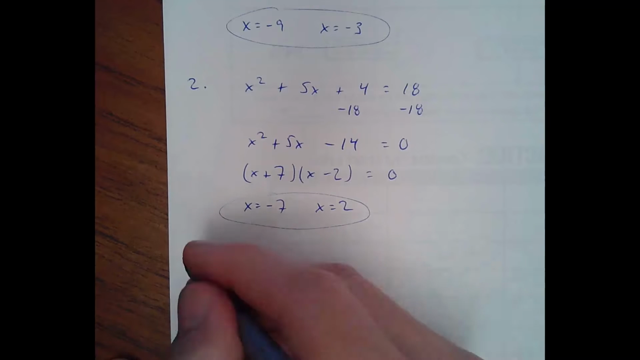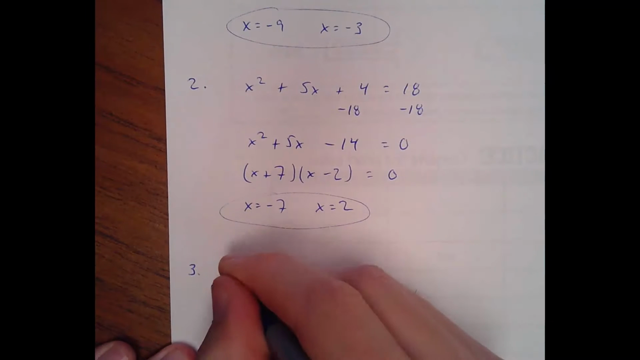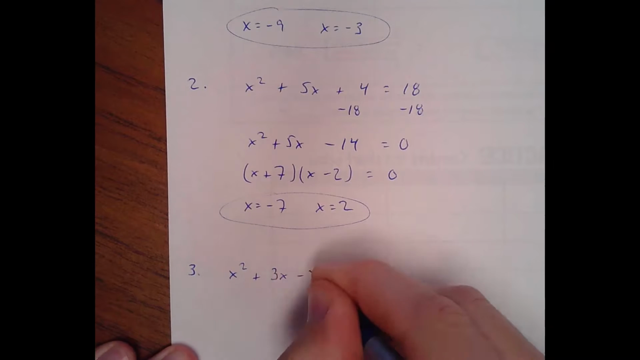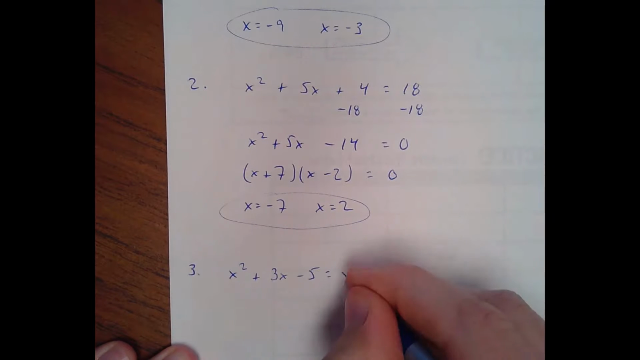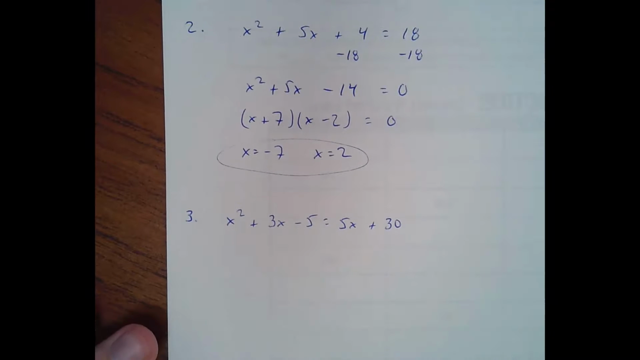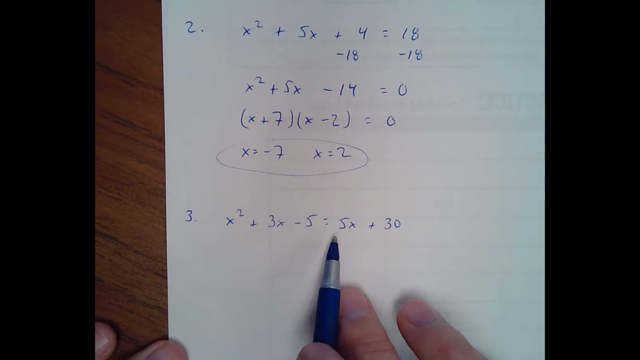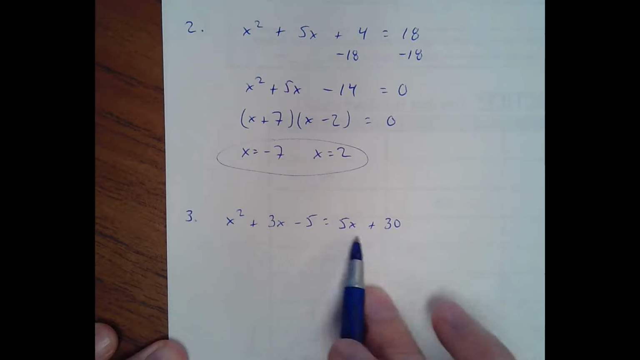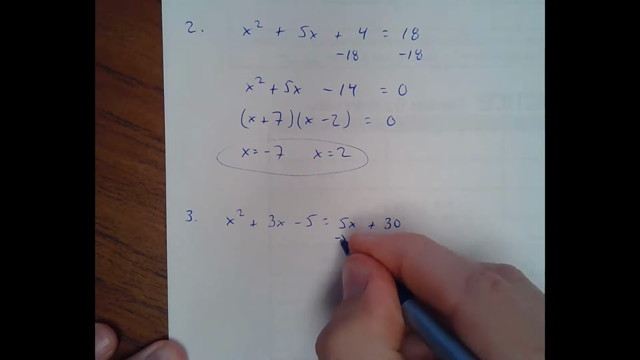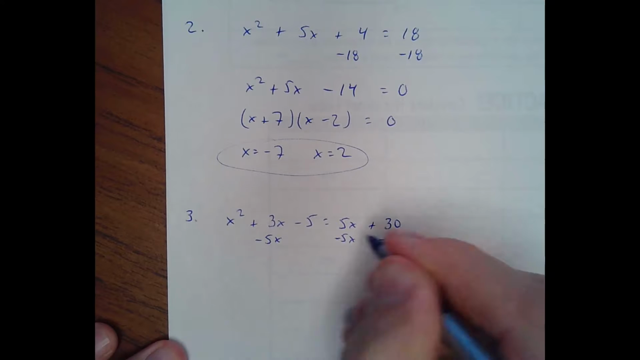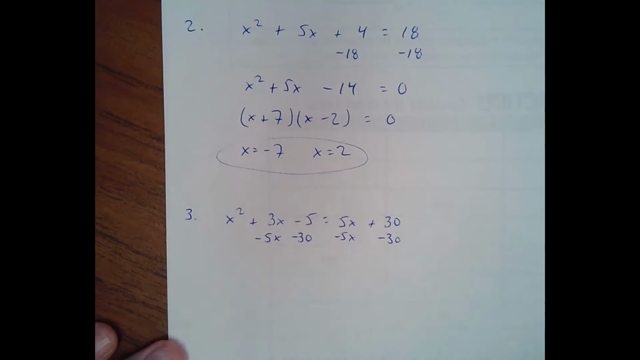All right, let's do another one here. So x squared plus 3x minus 5 equals 5x plus 30. Okay, so I don't want this 5x plus 30 over here. I want it to be equal to 0, so I'm going to get rid of all this by moving it over. So I'm going to subtract the 5x to get rid of that. Do the same thing over here. Subtract 30 to get rid of that. Do the same thing over here.